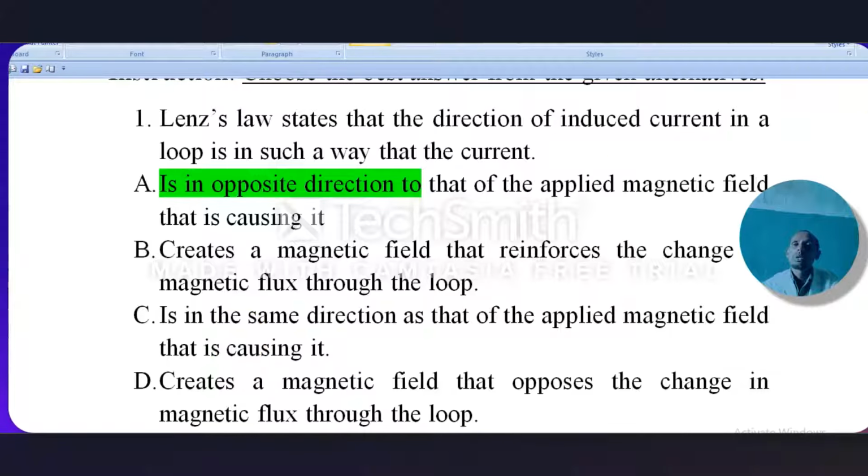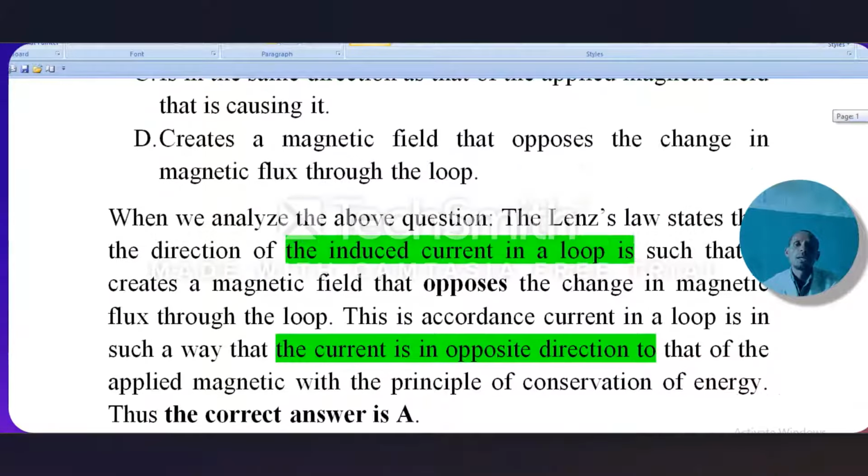When we come to the solution, let us analyze the given problem. Lenz's law states that the direction of the induced current in a loop is such that it creates a magnetic field that opposes the change in magnetic flux through the loop. Accordingly, the current in the loop is in the opposite direction to that of the applied magnetic field, in accordance with the principle of conservation of energy. Thus, the correct answer is A.